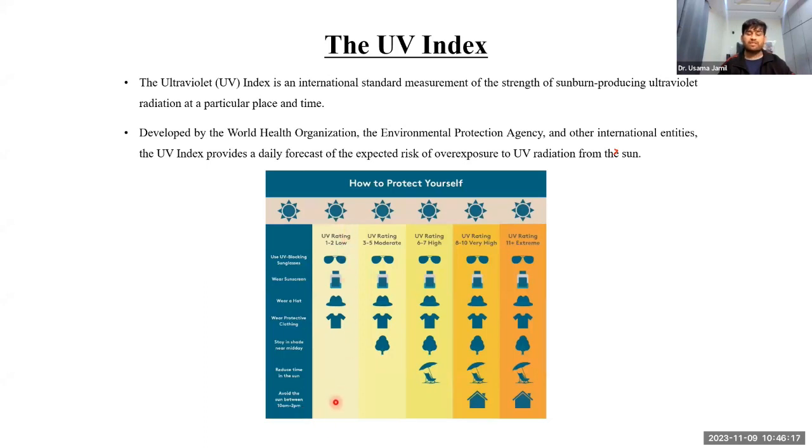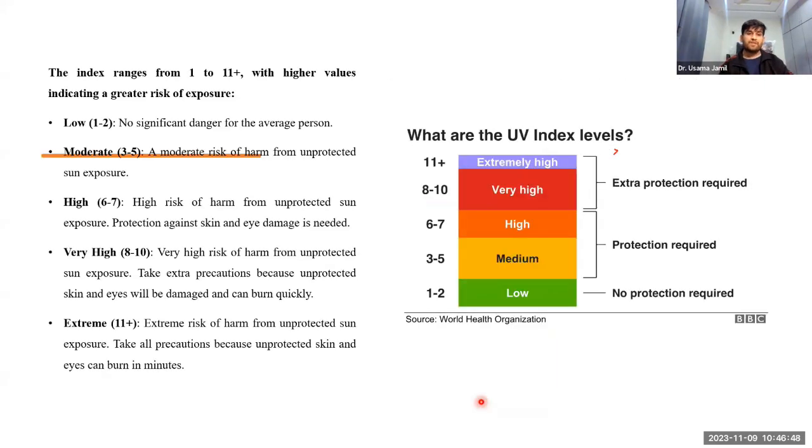During specific seasons such as summer or autumn, even if there is a low UV index, you should wear sunglasses, sunscreen, a hat, and protective clothing while going out in the sunlight at midday. As the UV index rises, the protective layers we should use also increase. The index ranges from 1 to 11 or more, with higher values indicating a greater risk of exposure.